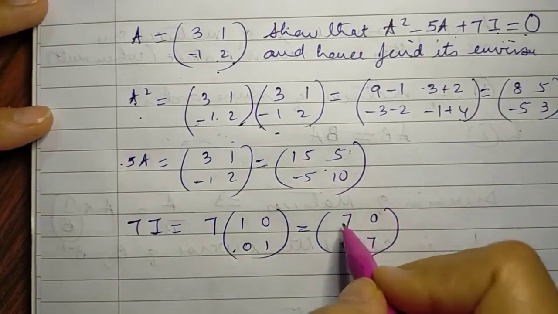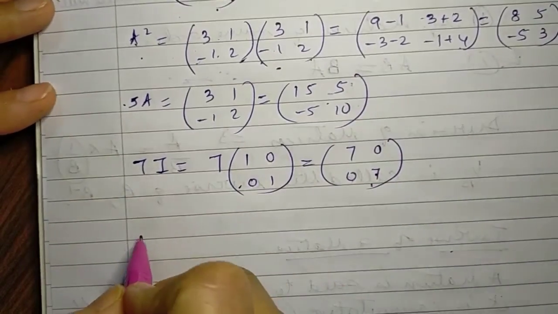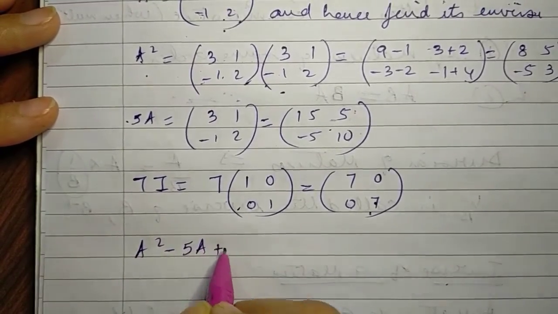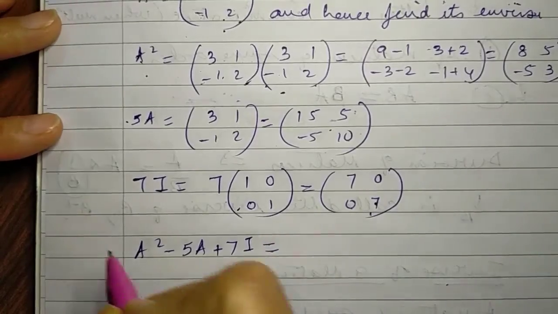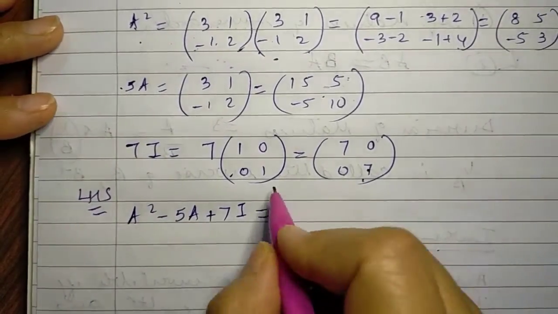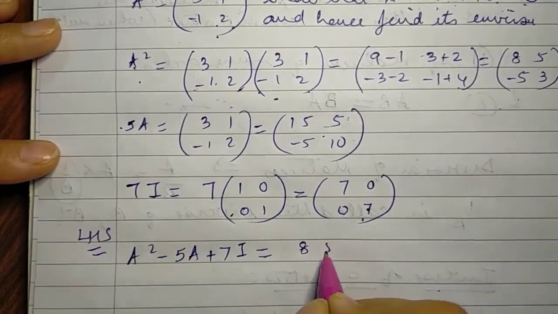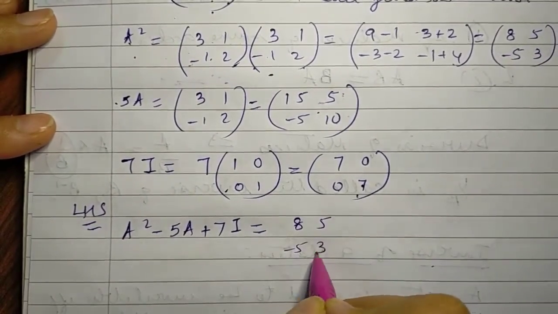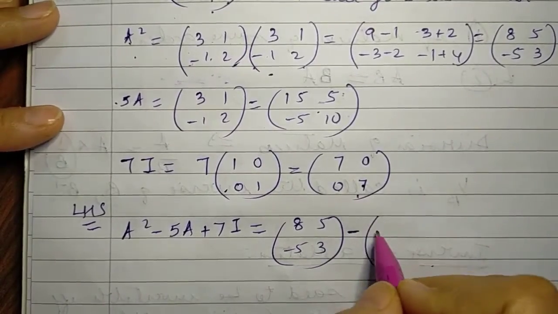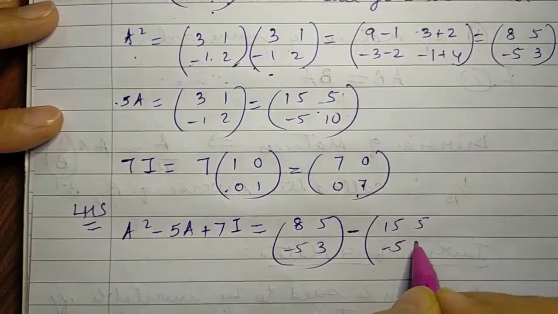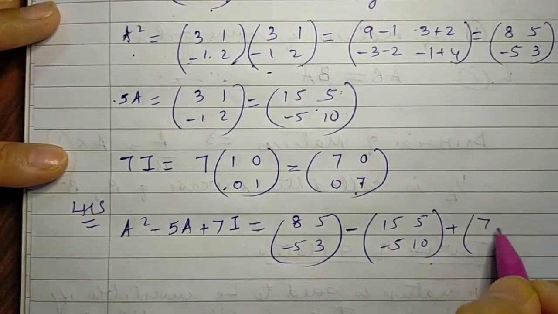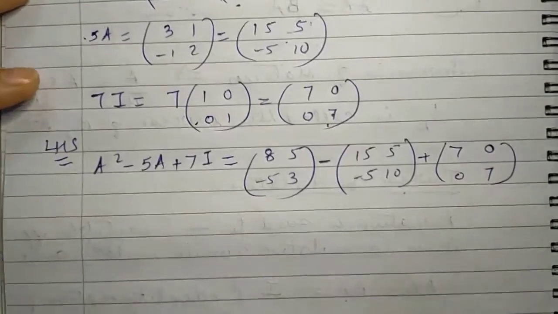Now we have these three matrices, so substituting, A squared minus 5A plus 7I will be equal to, we are starting with the left hand side, A squared which we have got as [8 5; -5 3], then you subtract 5A, which is [15 5; -5 10], and then you add 7I, which is [7 0; 0 7]. So let's write it.